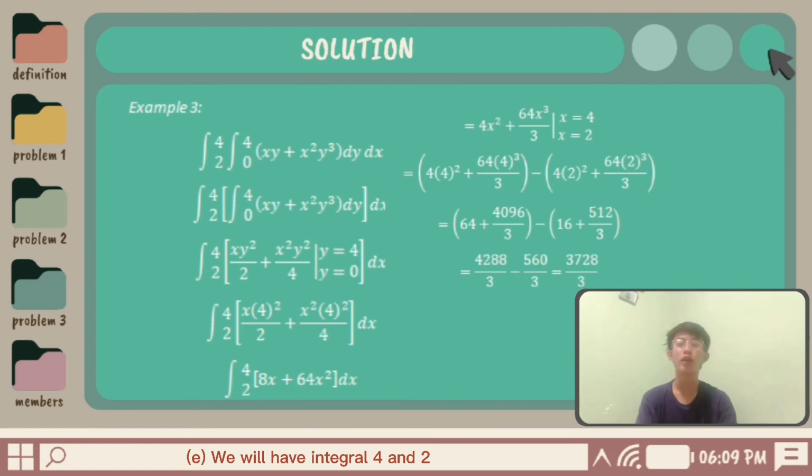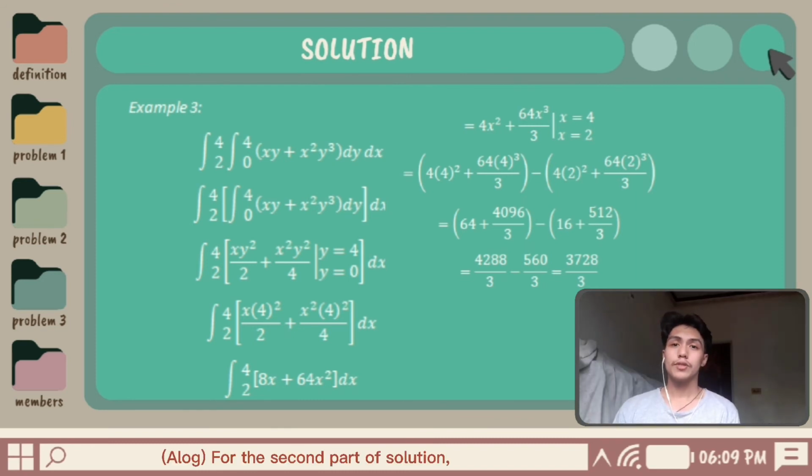Letter E, we will have integral 4 and 2 parenthesis of the function 16x over 2 plus 256x squared over 4 parenthesis dx. Letter F, simplifying, it will be integral 4 and 2 parenthesis 8x plus 64x squared parenthesis dx.